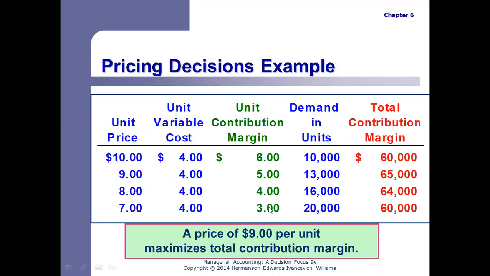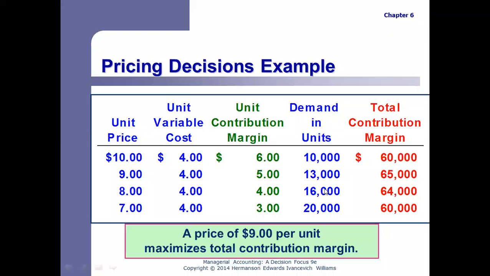Okay, so you would think you would choose the one where you can make the most per unit, but remember, the demand is different at the different sales points. So again, we can make $6 each if we sold it at 10 bucks. We could sell 10,000 units at that sales price, giving us a total contribution margin of 60,000. On the other hand, if we sold it at $9, our contribution margin per unit is $5 each. We could sell 13,000 of them though at that price, giving us total contribution margin of 65,000.